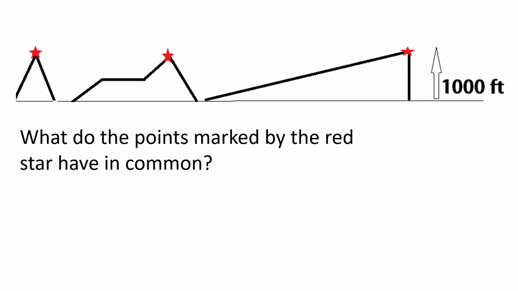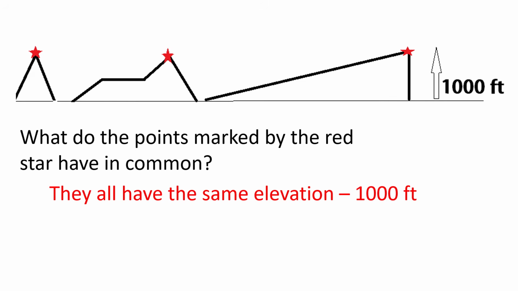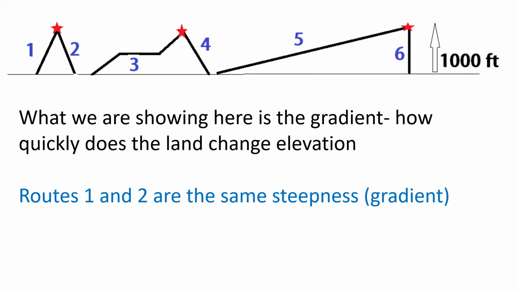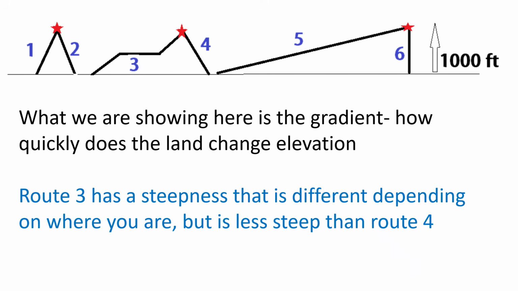Now, let's set this up. What do these 3 red points have in common? Well, they're all 1,000 feet up. But is there a difference in how you get to each of those points? Imagine you're walking to those red stars. Well, if you went up 1 and 2, if you went up this way and this way, it's the same on either side, right? It's pretty steep. We would say they have the same gradient.